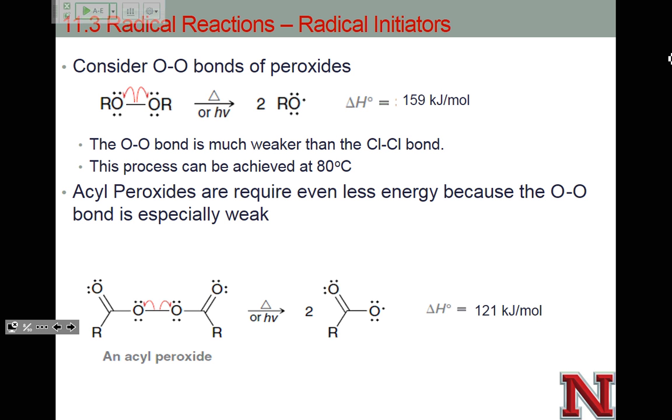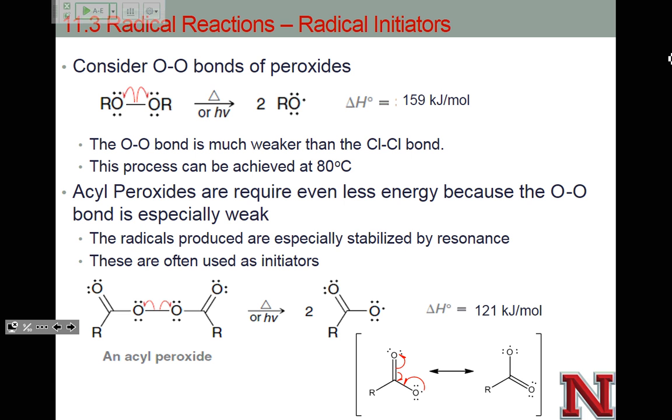Also, acyl peroxides. In this case, we have the unstable oxygen-oxygen bond, which is already not very stable, but then we also have resonance of the resulting radical. So in that case, we get an even lower bond dissociation energy because we have stability with resonance there. And those can be done at even lower temperatures. And here's our resonance structure. So oftentimes they're used as initiators.